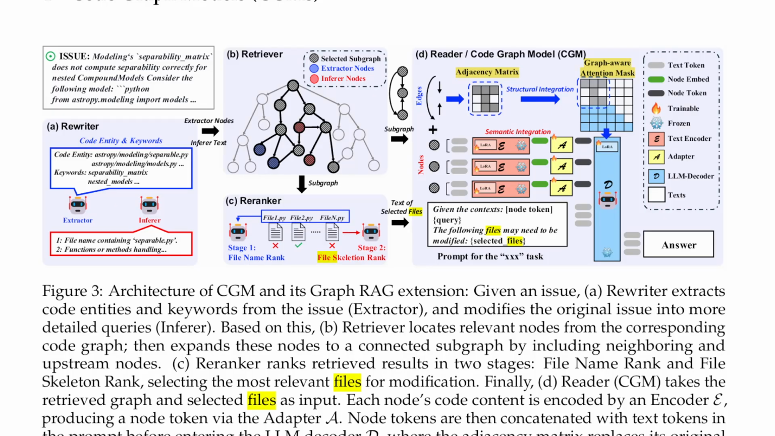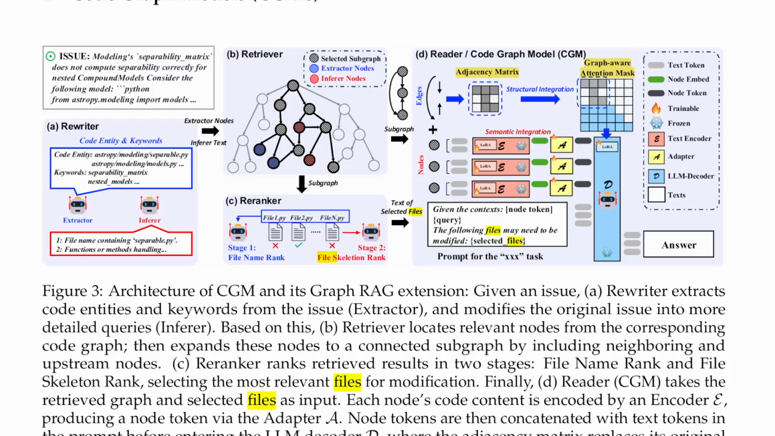Okay, that covers the semantic integration, getting the meaning in. What about the structural integration? How does the LLM understand the connections between these nodes? That's handled by another brilliant innovation they call a graph-aware attention mask. A special attention mask. Yes. Normally, LLMs use a causal attention mask, meaning they only pay attention to previous tokens in a linear sequence. But here they replace that standard mask. This new mask is derived directly from the code graph's adjacency matrix, which is essentially a map showing which nodes are directly connected by those hierarchical or reference edges we talked about.